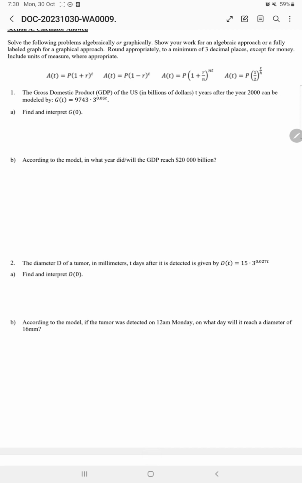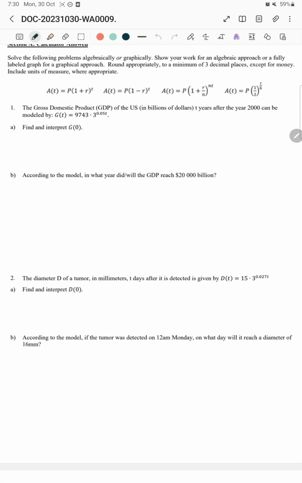So the gross domestic product, GDP, of the US t years after the year 2000 can be modeled by g of t is equal to 9743.3 to the power 0.05t. So we really need to find and interpret g of 0. So g of 0 is equal to 9743.3 to the power 0.05 times the time, and the time is 0. So 3 to the power 0 would be 1, so the answer would be 9743 billion.